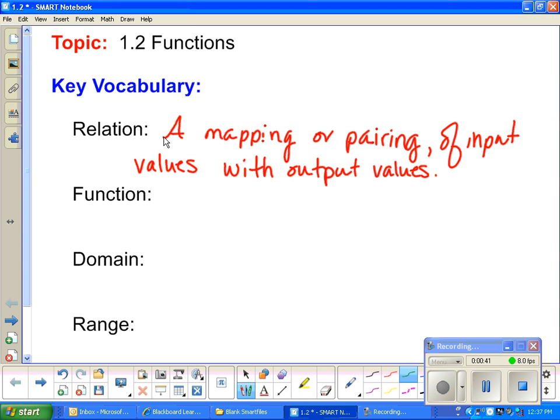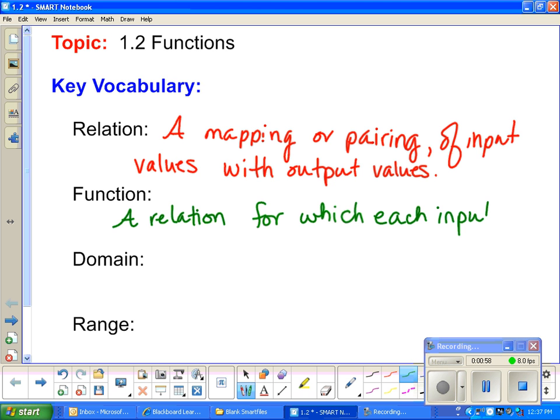A function is a relation for which each input has exactly one output.